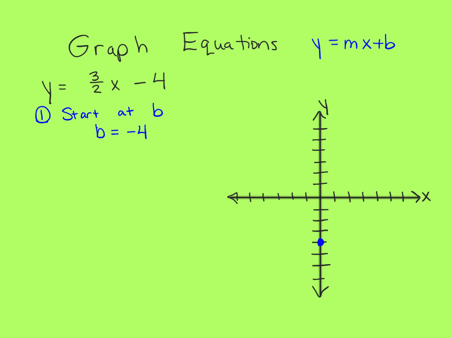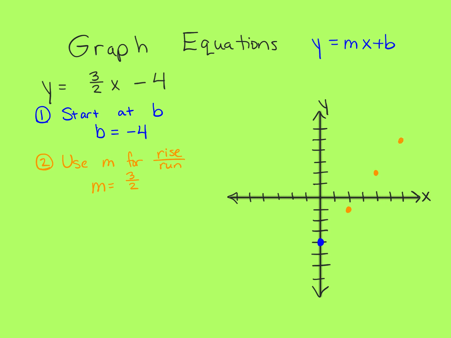The second step, number 2, is to use m, the slope, for rise over run. So in this case, m is 3/2. It's already written as a fraction, so we're ready to go. If it's not a fraction, write it over 1. And so we're going to start from our starting point, -4, and we're going to rise 3, run 2 to the right. Rise 3, run 2 to the right. Keep plotting points all the way through. Rise 3, run 2 to the right.